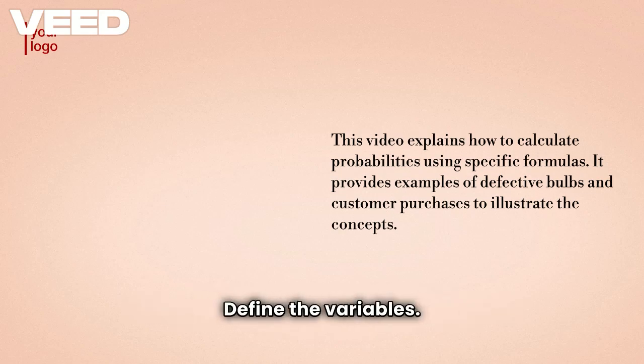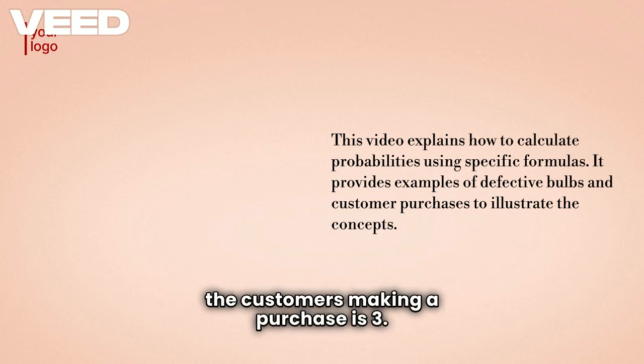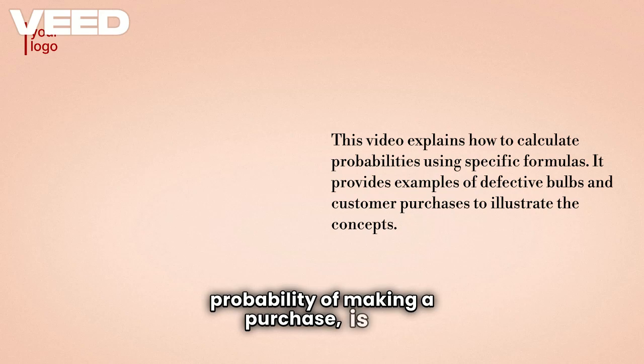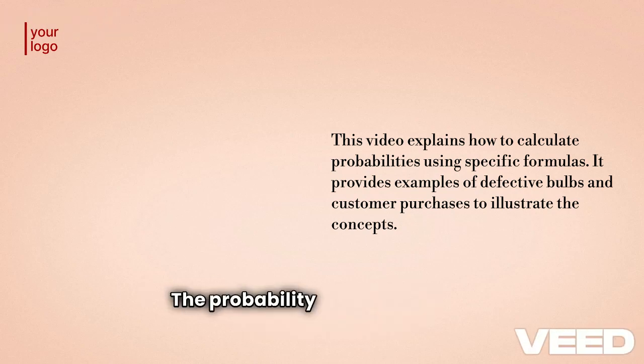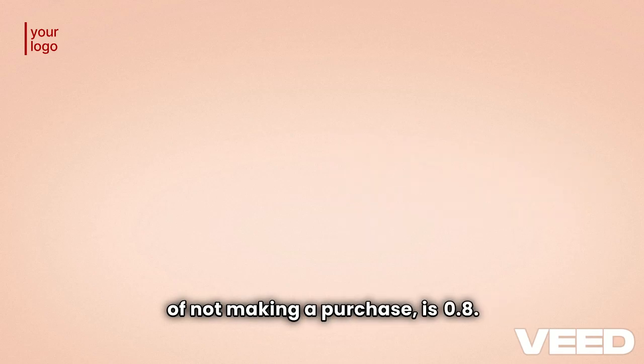Define the variables. The total number of trials, which is the number of customers, is 10. The number of successes, which refers to the customers making a purchase, is 3. The probability of success, which is the probability of making a purchase, is 0.2. The probability of failure, which is the probability of not making a purchase, is 0.8.